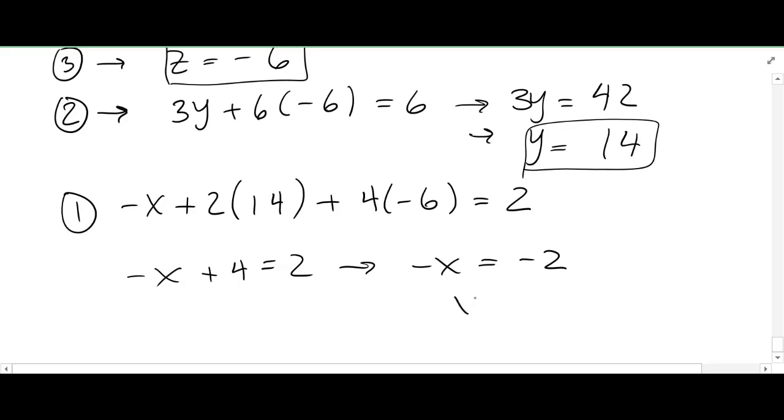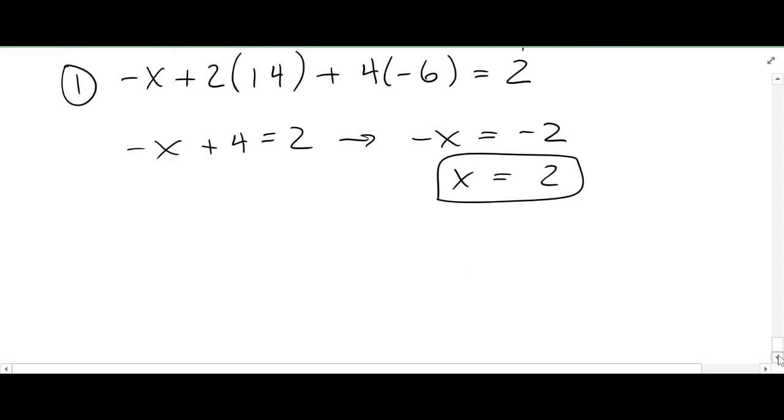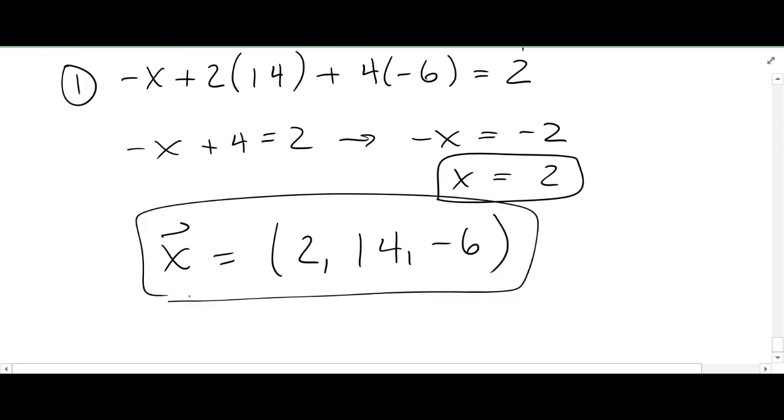So that's the solution. X equals 2, y equals 14, z equals negative 6. So the vector x is 2, 14, negative 6. That's the answer to the equation AX equals B using upper triangular form and back substitution.